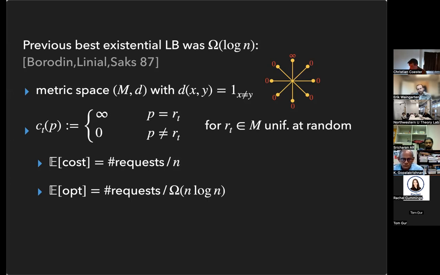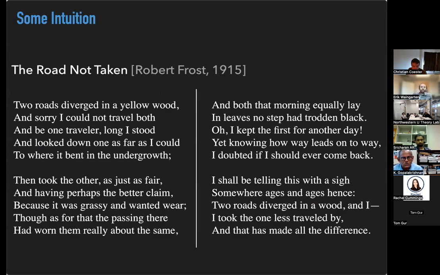Okay, so how can we improve over this simple argument and improve the log n to a log square n? So here's some intuition. It turns out that the proof idea is actually contained in a poem that's more than 100 years old. So let's just discuss this.